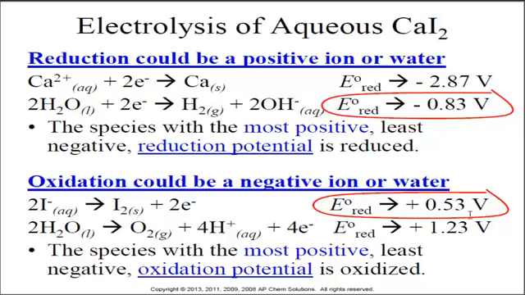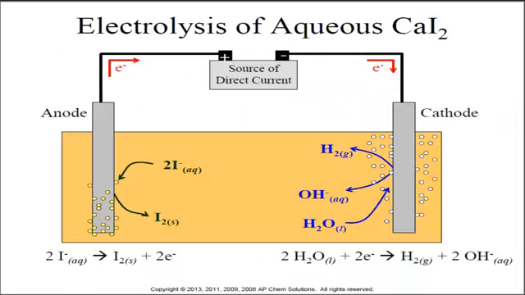So positive 0.53 volts is the least negative or the most positive, which means that ion would be oxidized at the anode. So in this cell, your iodine solid is produced at the anode, and the hydrogen gas and hydroxide are produced at the cathode. The anode and cathode could be easily identified because you could see the solids and the bubbles. The pH at the cathode would also be increasing due to the formation of hydroxide ions. This could easily be identified by adding a few drops of an acid-base indicator to the solution.